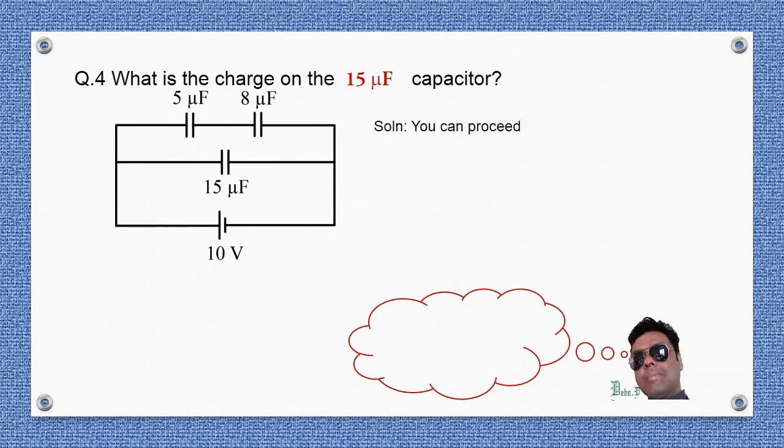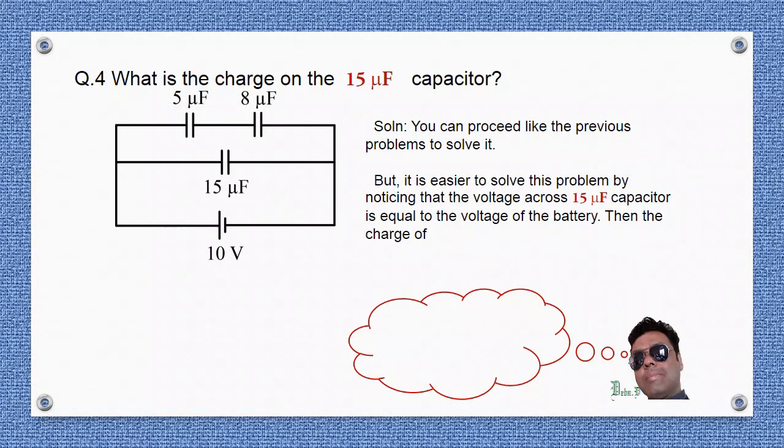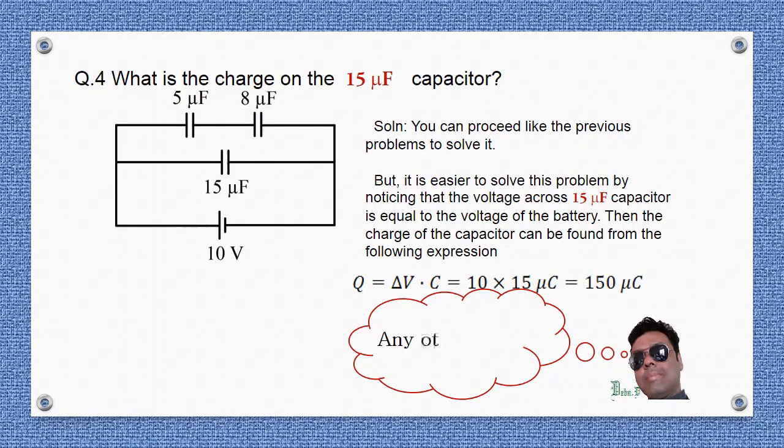So solution, you can proceed like the previous problem to solve it, but it has an easier solution. The solution is, voltage across 15 microfarad is equal to the voltage of the battery. Then the charge of the capacitor can be found by the following expression. Q is equal to delta V into C is equal to 150 microcoulomb. However, if you have any other method in your mind, try it.